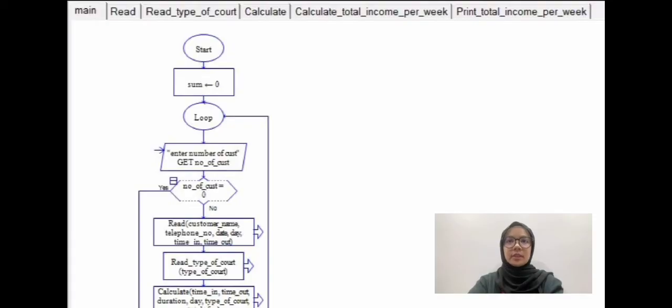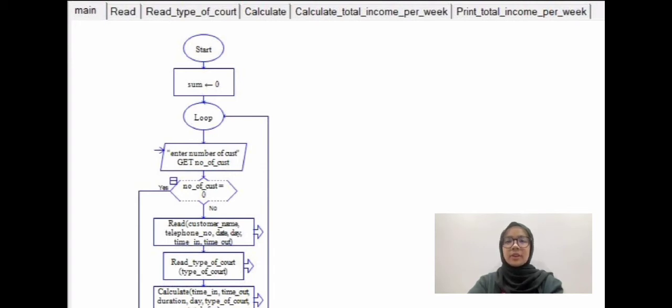And then for the flowchart with module, there are 4 modules involved, which are main module, read, calculate, and print module. At the main module, there is sum equals to 0 to show that the looping process is involved in this problem. But it is initialized to 0 to show that the looping has not started at this point, but it only started when the user is asked to enter the number of customers.